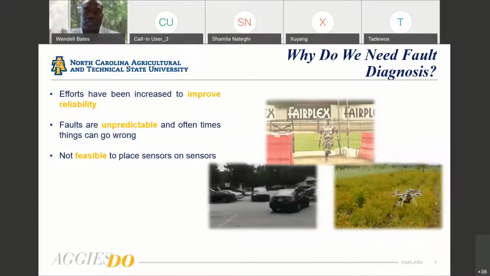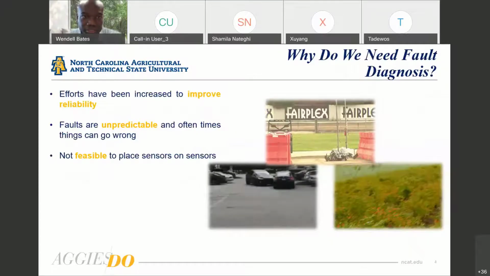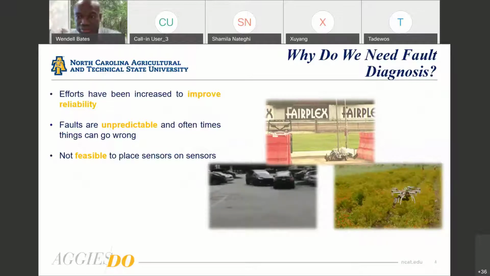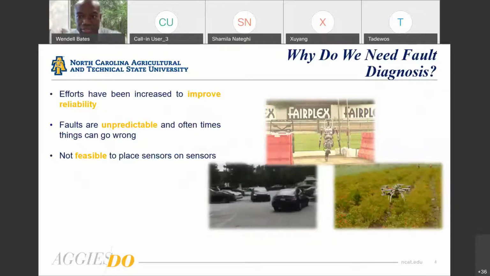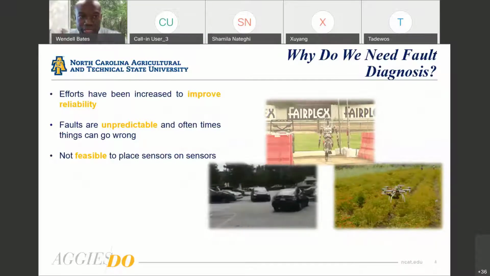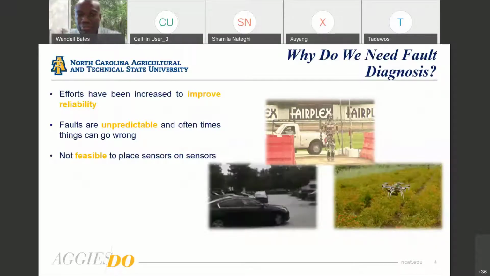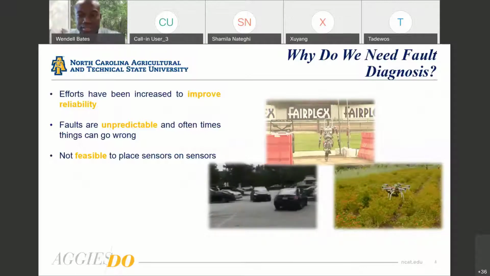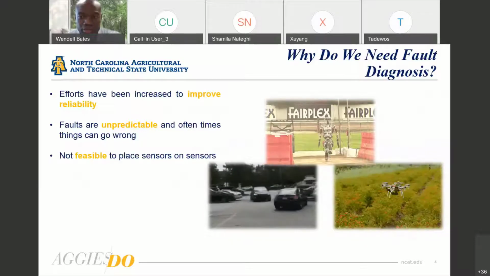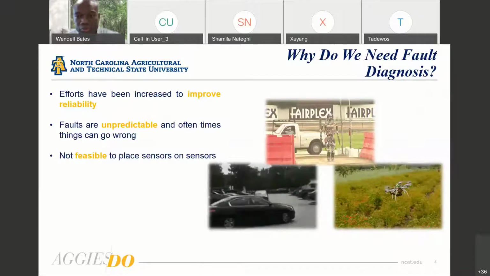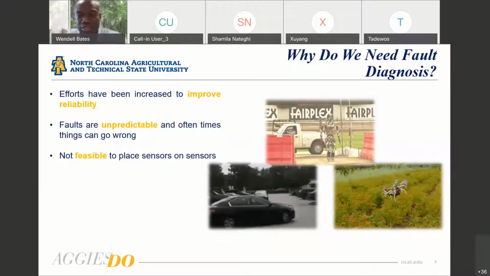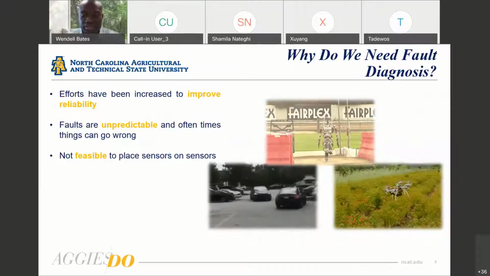And so we need fault diagnosis because, in spite of the mass amount of intelligent minds that we throw at system analysis to improve their reliability, faults are still unpredictable, and anything that can go wrong will go wrong. And so in literature, there are ways to attack fault diagnosis using redundancy, but it's not always feasible to place sensors upon sensors.